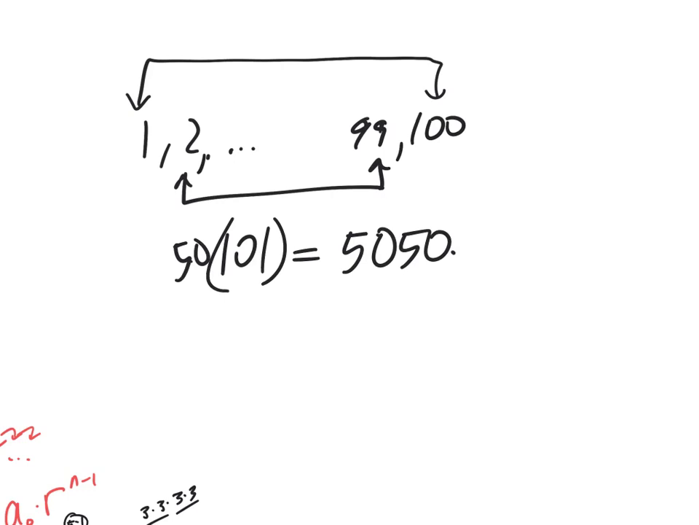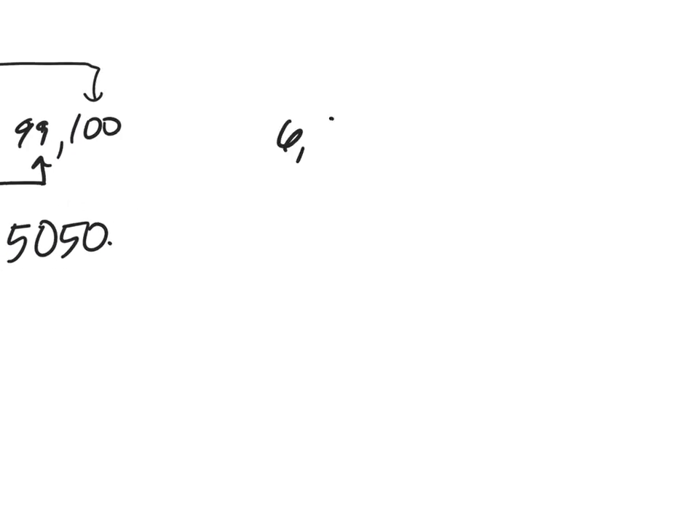And that way it works to add up any string of numbers. You take the first one plus the last one, and you multiply by how many little combos there are. Let's do one that's short but understandable. 6, comma 8, comma 10, comma 12.